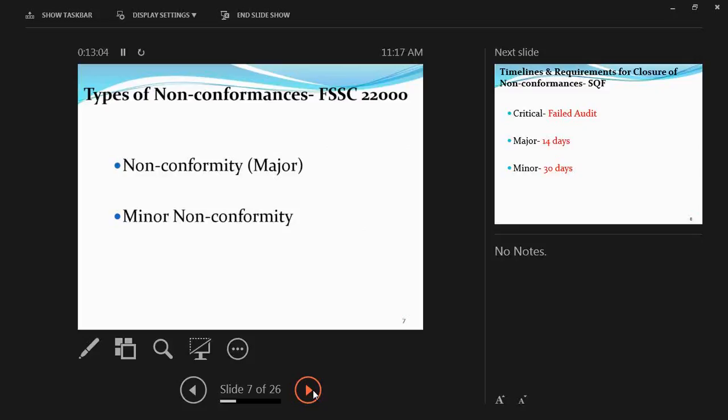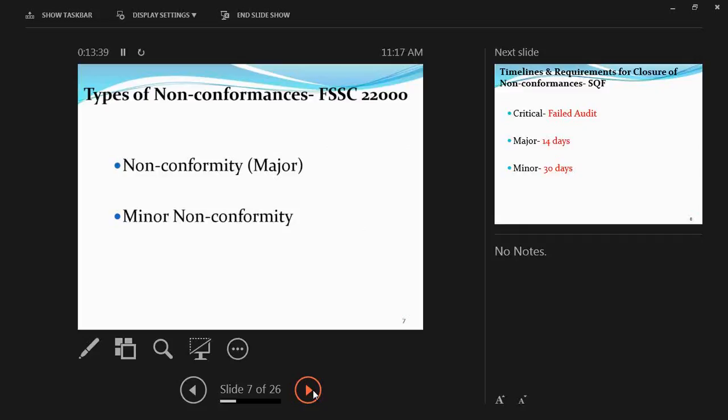Well, this is a different category of standard, which is FSSC 22000. The first three are under the ISO 17065 scheme, whereas FSSC is under the ISO 17021 scheme. So the FSSC 22000 Foundation defines the following two types of nonconformity, which are called a major nonconformity and a minor nonconformity.